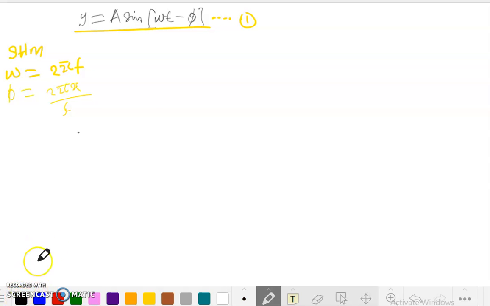If we replace that in the equation, what we now have is y is given by a sine. Now in the place of omega we have 2 pi f, so it is 2 pi f minus phi, which is the phase angle, 2 pi x over lambda. So this is what we have.